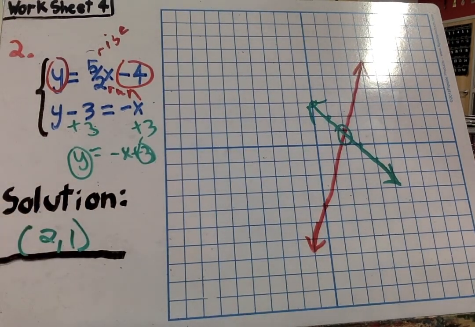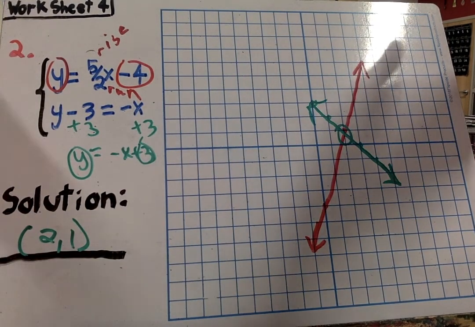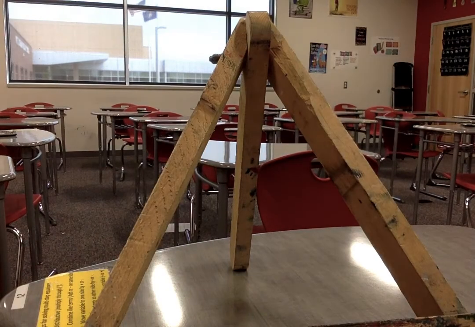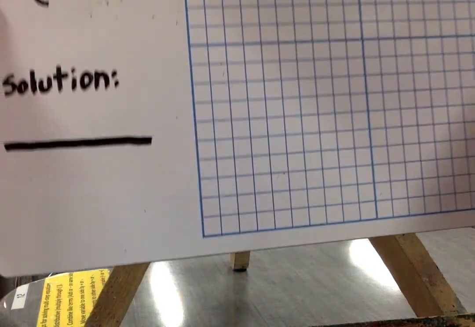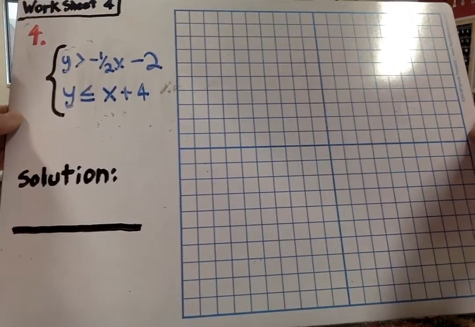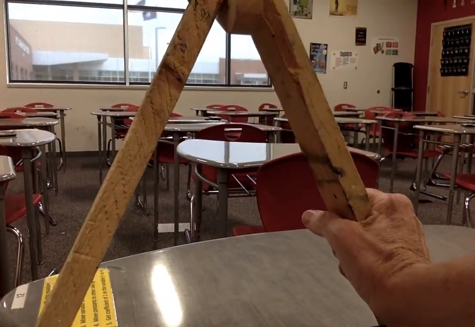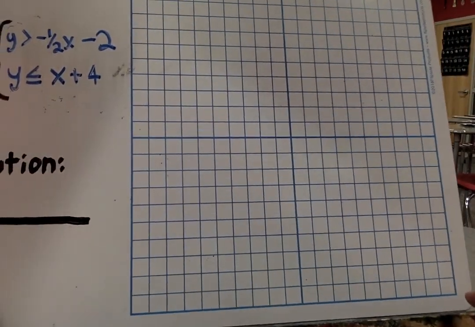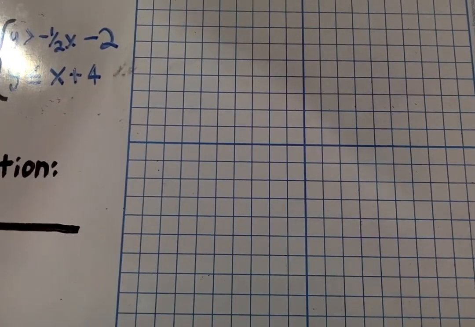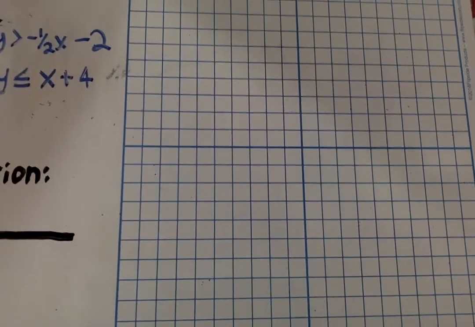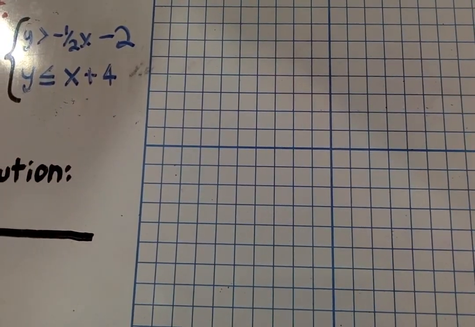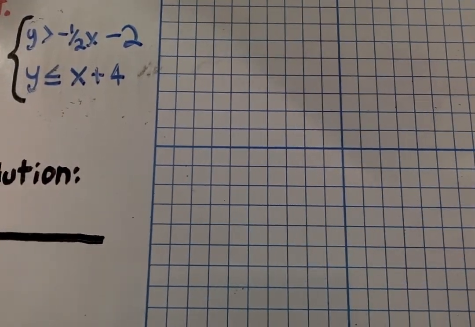Okay. All right. Next, I'm going to go on to number 4. Okay, the shading on the light.